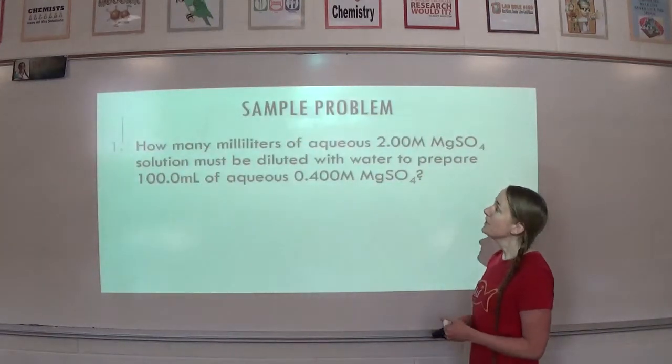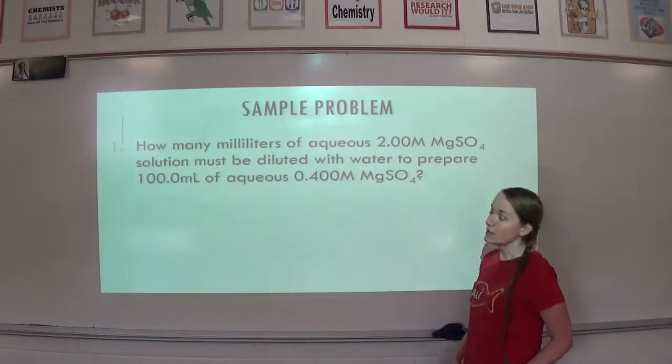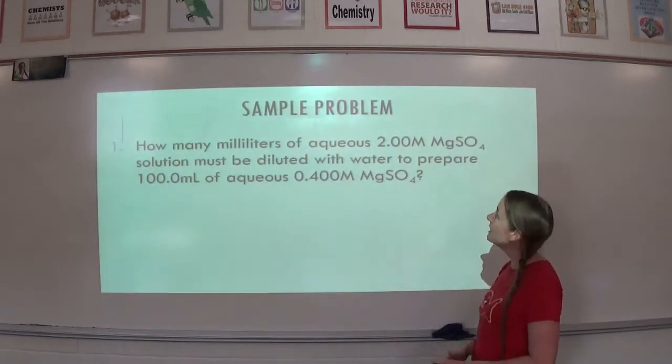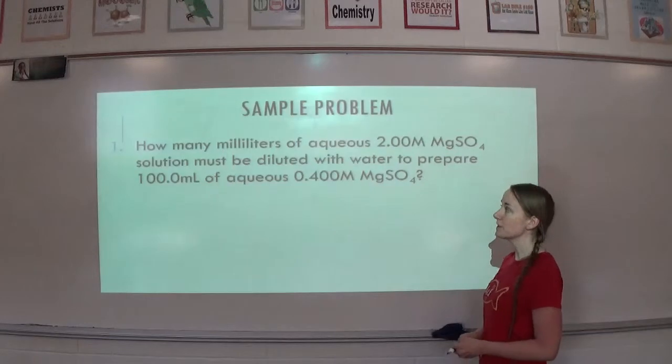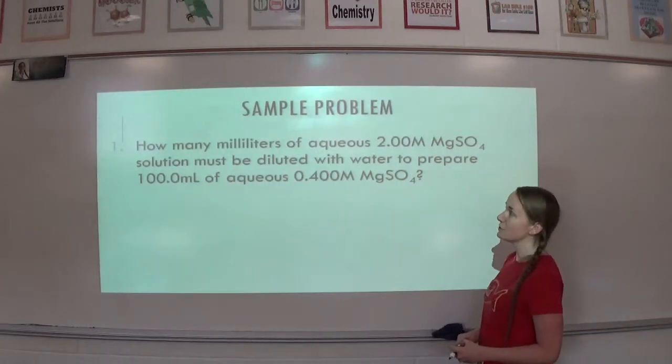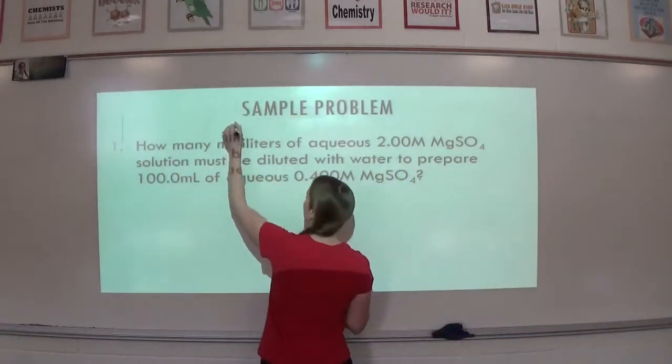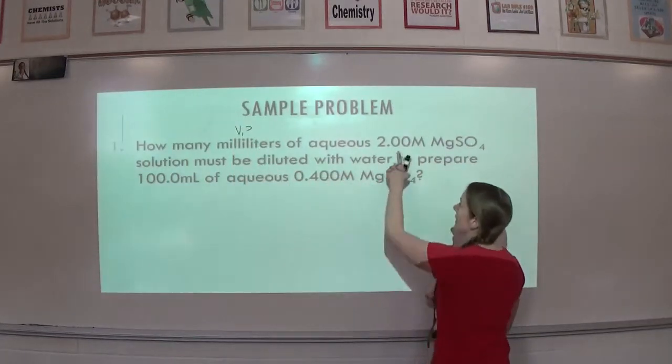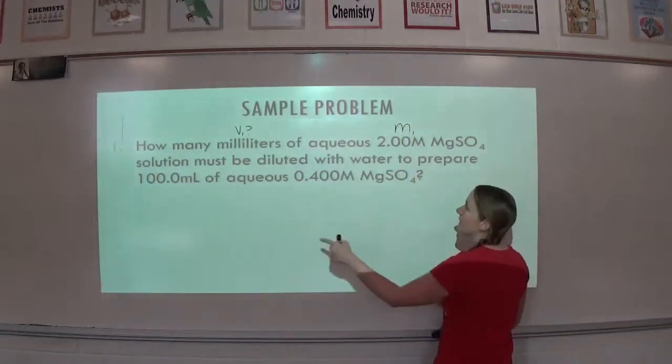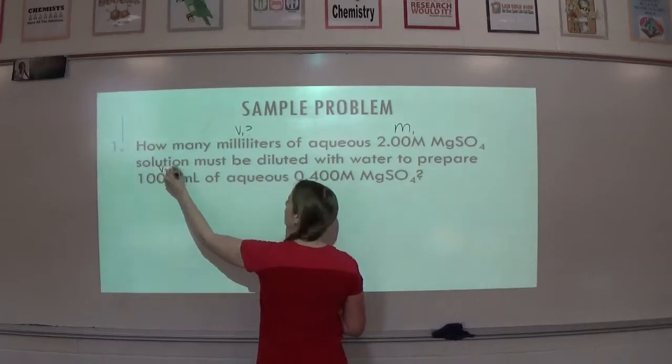It says, how many milliliters of aqueous 2 molar MgSO4 solution must be diluted with water to prepare 100 milliliters of aqueous 0.4 molar magnesium sulfate. So we're looking for our V1 in milliliters, and they gave me my M1, they gave me my V2, and they gave me my M2.